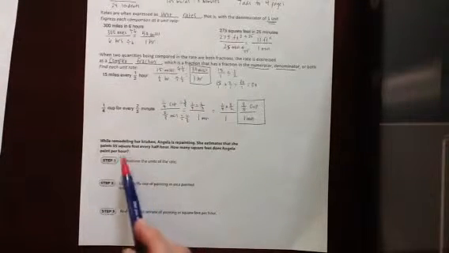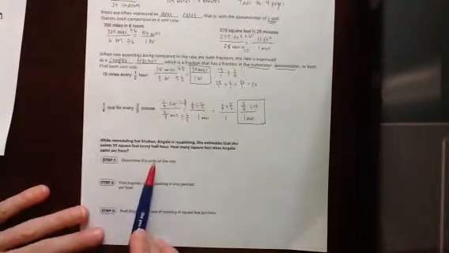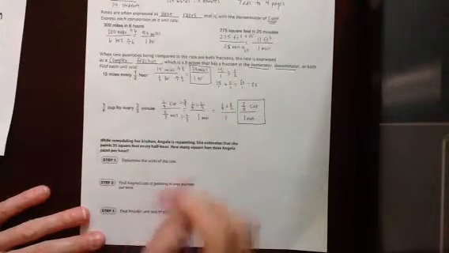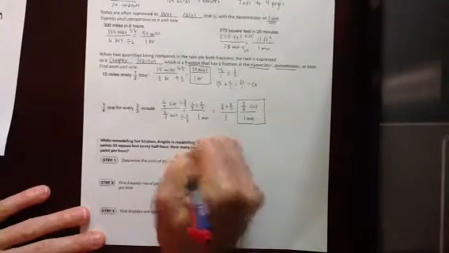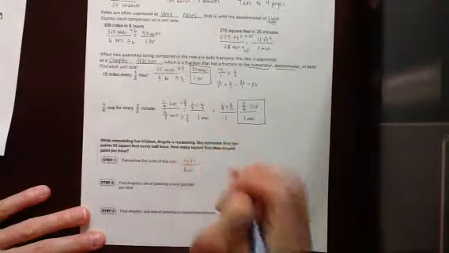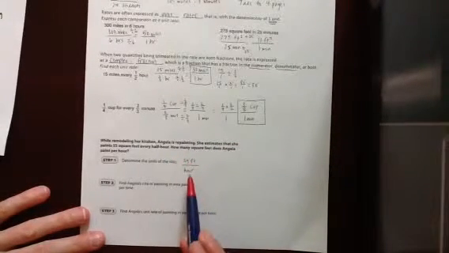Okay, let's look at this word problem down here. It says, while remodeling her kitchen, Angela is repainting. She estimates that she paints 55 square feet every half hour. How many feet does Angela paint per hour? You may think that you could do this pretty easily in your head, but we're going to go through the steps so you can practice it, so that when you have a problem that you can't do in your head, you know what to do. The first thing we have to do is determine the units of rate. Well, I know that I'm calculating square feet per hour.